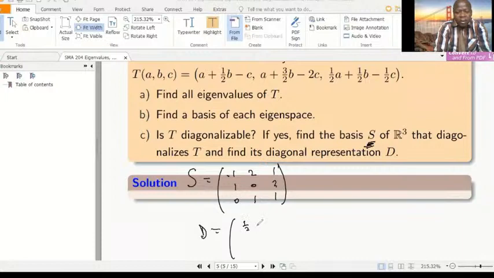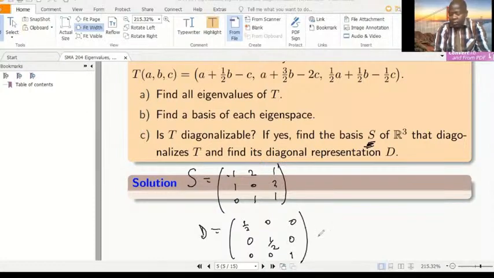It was a half. So the rest are 0, 0, then 0. And then this one, the eigenvalue corresponding to this eigenvector was also half. Then 0, then you have 0, 0. Then the eigenvector whose eigenvalue was 1. So this becomes D. And remember what we said, that we can arrange these.